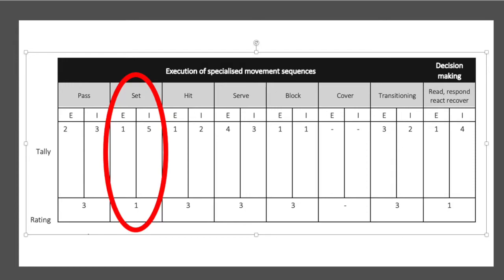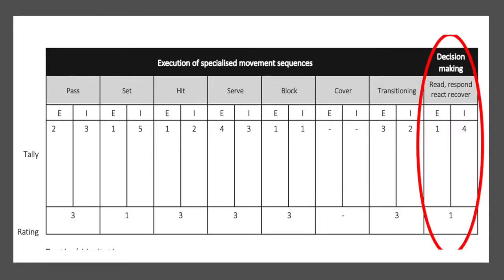Through analysis of my volleyball and the completion of GPAI, I determined that my weak specialised movement sequence is the set, as in the recorded data I have 5 ineffective sets compared to only 1 effective set. I gave myself a rating of 1 out of 5 for the set, which is the lowest score when compared to the other specialised movement sequences. It is also noteworthy that I used effective decision making only once in the entirety of the game, therefore this can also be considered one of my weaknesses.